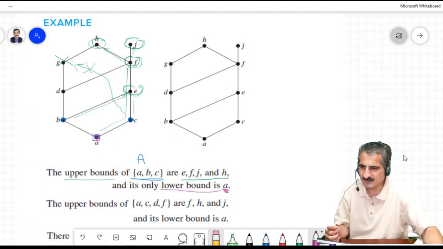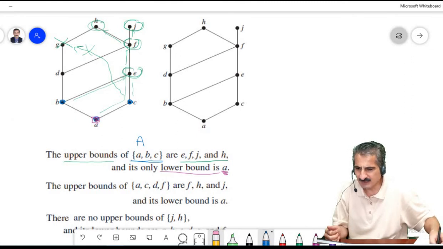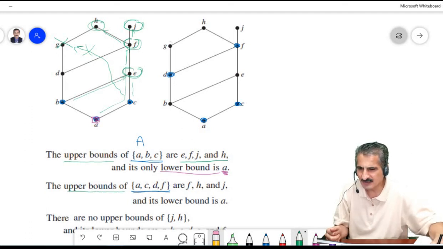Now let's choose another set, and make that in the diagram to the right: A, C, D, and F. Where are they? This is A, this is C, this is D, and this is F. We want to find the upper bounds. Can I take G because it is greater than D? But it is not greater than F. I cannot go from F to G, so I will not take G.